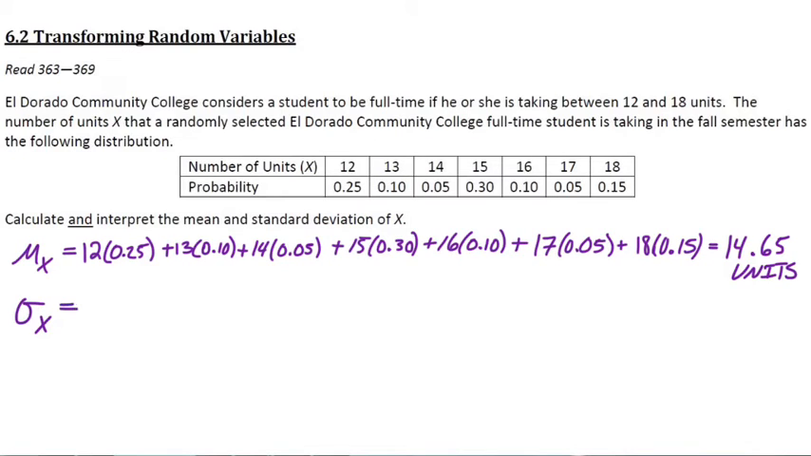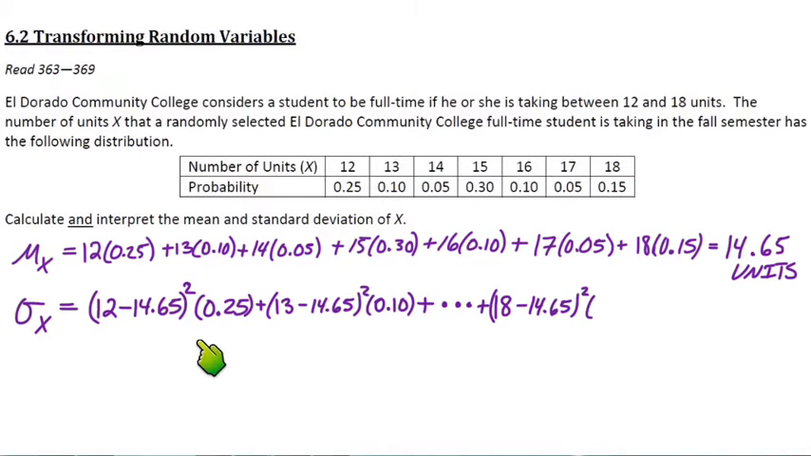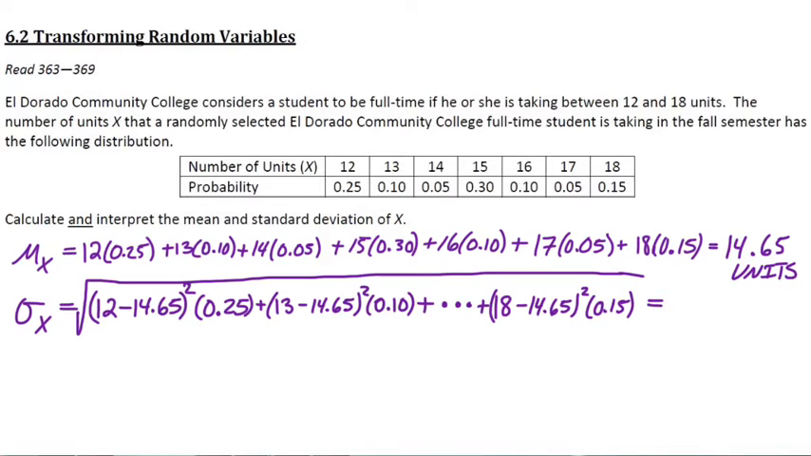So for the standard deviation, we're going to take each individual value, let's start with 12, subtract the mean, square that difference, and multiply it by its probability. Then we'll take 13, subtract the mean, square that difference, multiply it by its probability. And then we get a little bit tired, so we just put dot dot dot, and that's okay because we've demonstrated the pattern now, and we'll skip all the way to the last one. So it's 18 minus the mean, square that difference, multiply it by its probability. And then don't forget to square root this whole thing. All right, square root of that, and we get 2.06 units for our standard deviation.